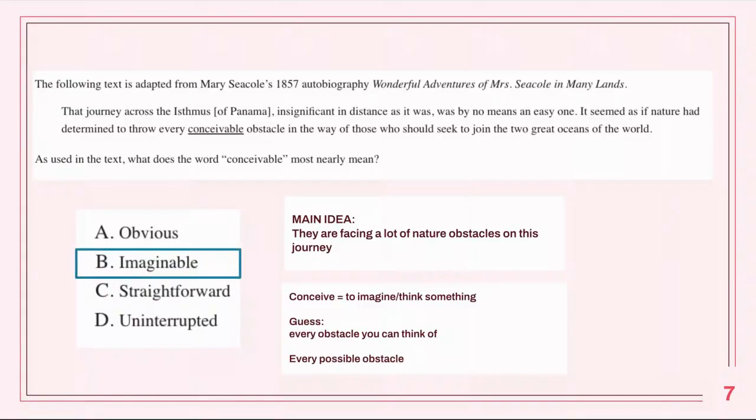And D, uninterrupted, every uninterrupted obstacle, that just doesn't really make a lot of sense to me. I think imaginable is the clearest one. It's like every possible obstacle, every obstacle that you can imagine, nature was determined to throw in my way and make my journey really hard. So here, if you kind of think about it, try to kind of guess your own word, even if you're not totally sure what conceivable means. You just kind of want to get the main idea that it's just like every single obstacle that you can think of, a lot of obstacles. So every imaginable obstacle makes the most sense in this situation.